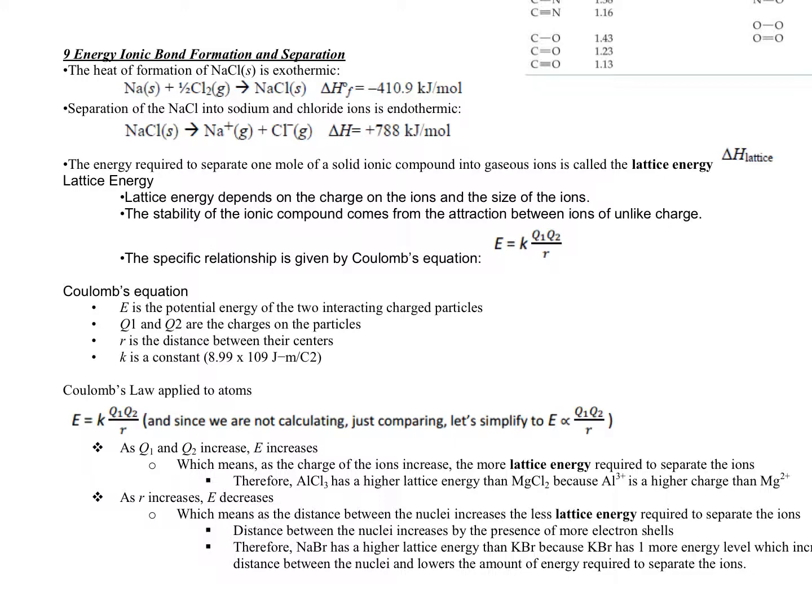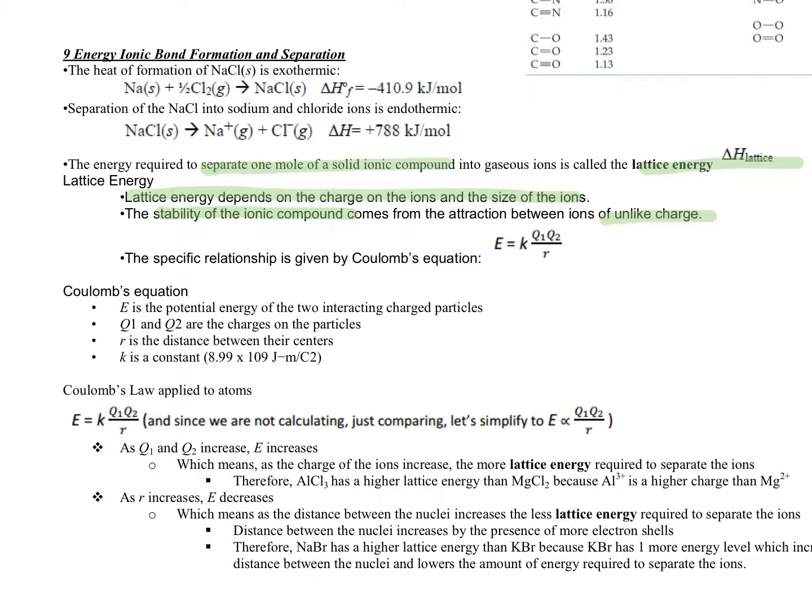So we're going to talk about lattice energy and Coulomb's law. So lattice energy is when we're talking about separating a solid ionic compound. So there's positive and negative attraction that's holding it together. Lattice energy depends on the charge on the ions and the size of the ions. If we're talking about the energy that's holding them together, how much energy is holding them together is going to depend on what the charges are and the size. The stability of the ionic compound comes from the attraction between the ions of unlike charges. So stability of ionic compound is from our unlike charges.